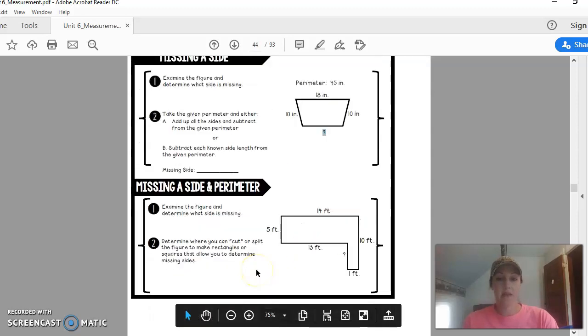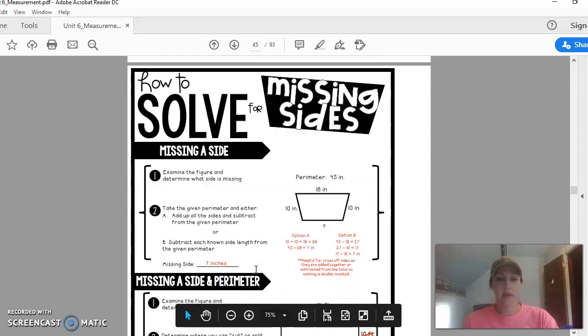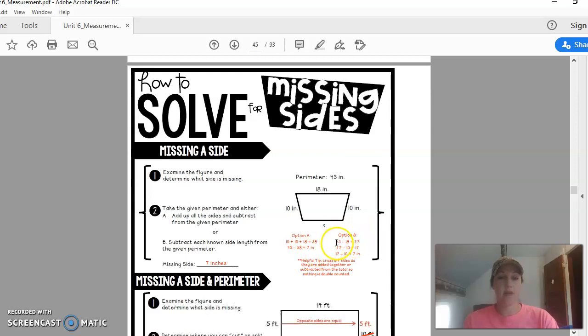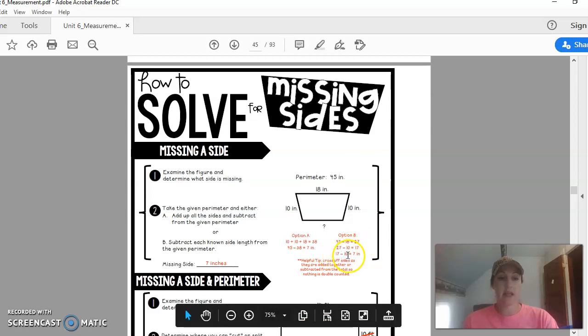Okay? So if we scroll down, okay, you can do option A, 10 plus 10 plus 18 equals 38. 45 take away 38 equals 7. Or you could have done option B. 45 take away 18 equals 27. 27 take away 10 equals 17. 17 take away 10 equals 7.